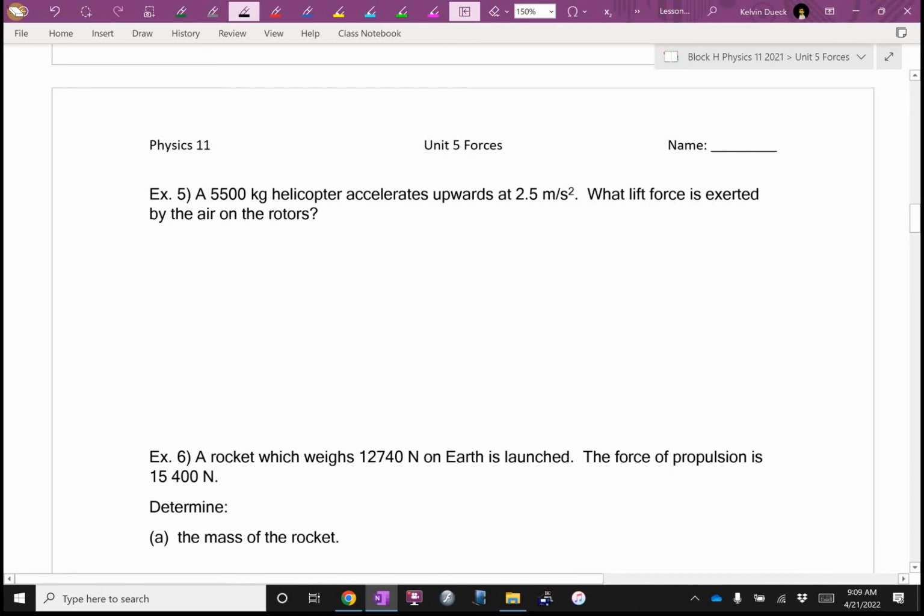So, Sadie, let's do our free body diagram right here. Someone wants to put their phone on vibrate. Next year, I'm going to have my Timbits rule back. Next year, if your phone makes a noise, you owe the class Timbits. It's going to be great.